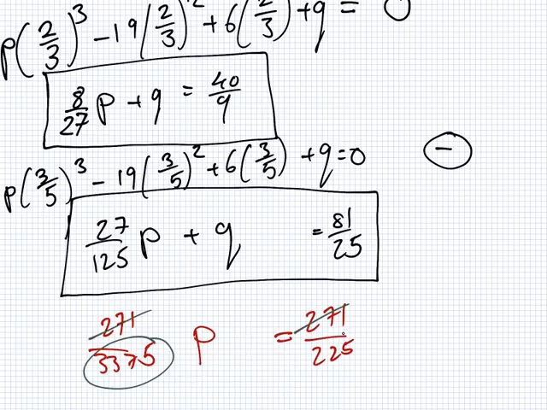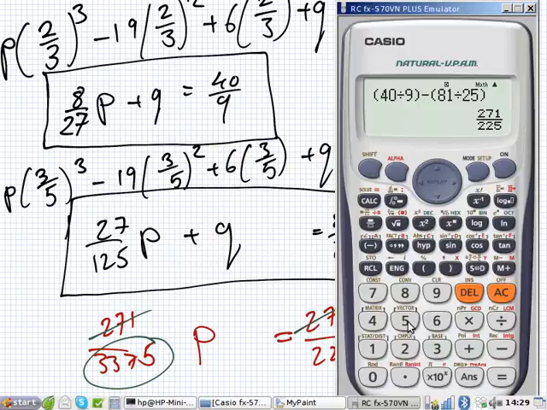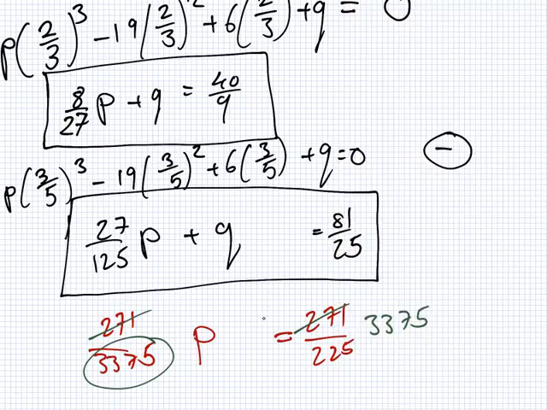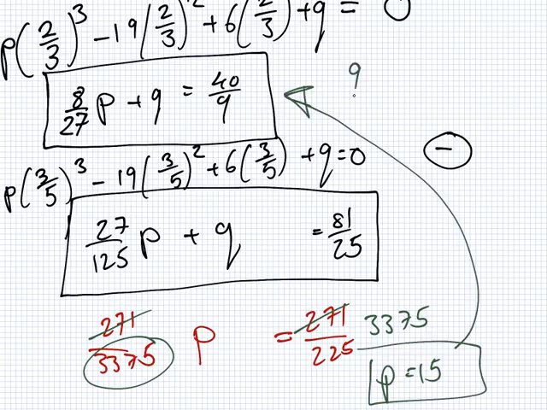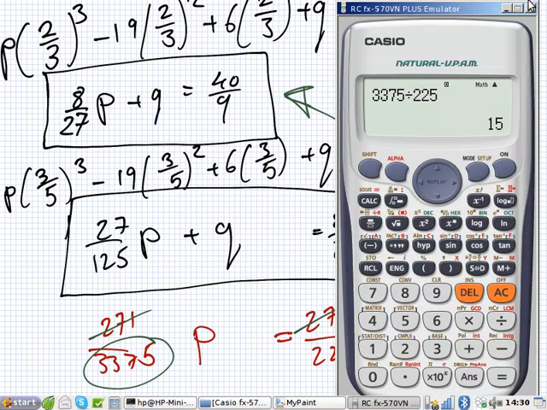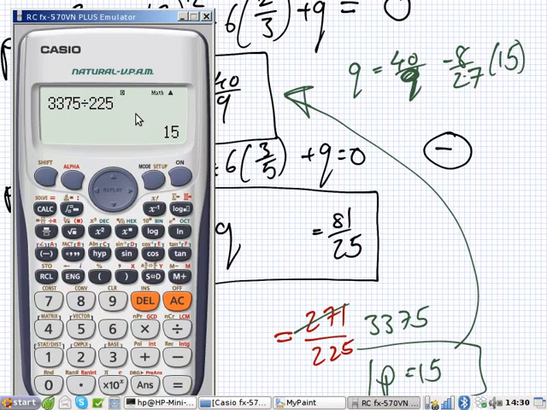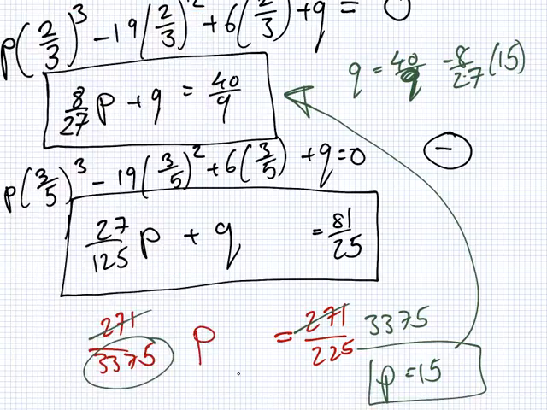271. And I can bring this up to the right, 3375 divided by 225. 3375 divided by 225 is 15. So I get P equals 15. And I'll just put that in here to get the Q. Q equals 40 over 9 minus 8 over 27 times 15. So I have here 40 over 9 minus 8 times 15 over 27. Zero. Okay, so we get Q equals zero.